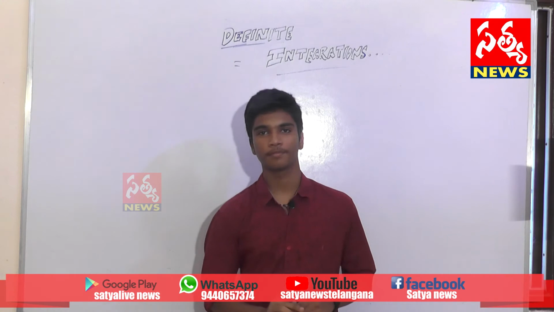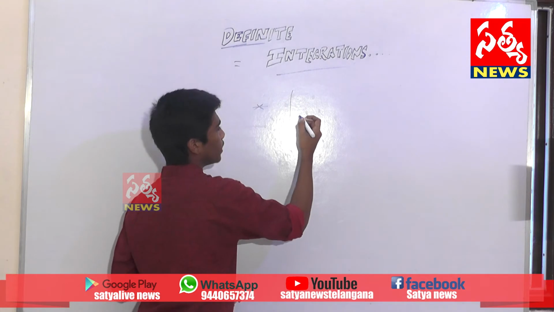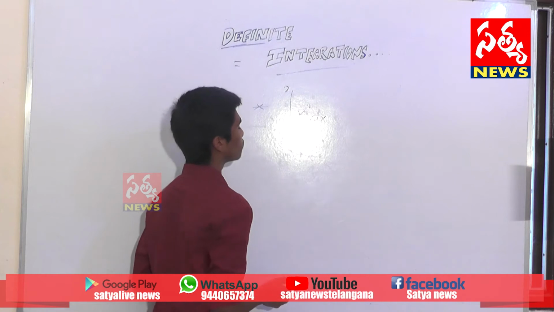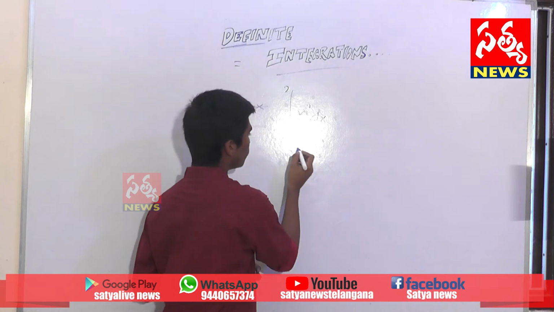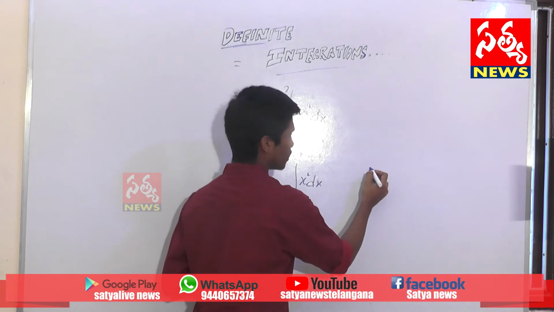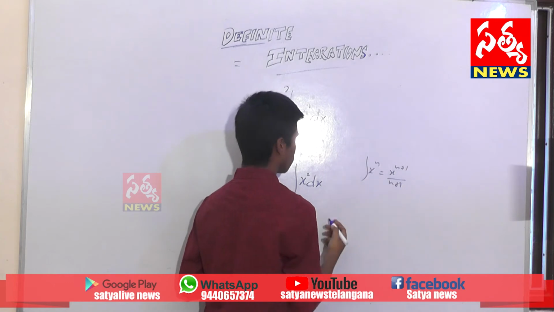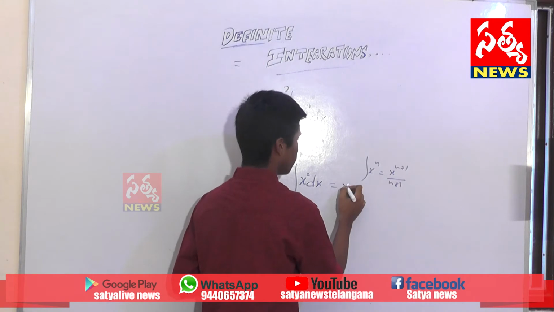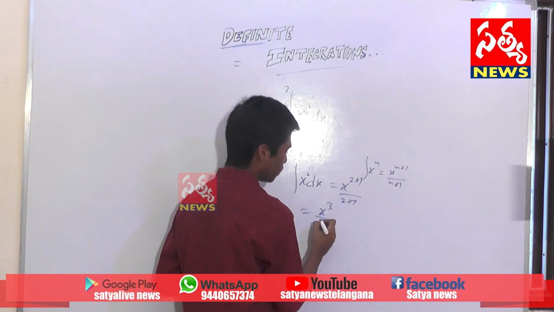Let's discuss a problem now. Let's take a simple problem: integration of x square dx, limits from 0 to 2. As in indefinite integrations, how do we do this? The simple manner, right? What is the integration of x power n? It is x power n plus 1 by n plus 1. Similarly, for x square, put the value of n and we get x power 2 plus 1 by 2 plus 1, that is x cube by 3.